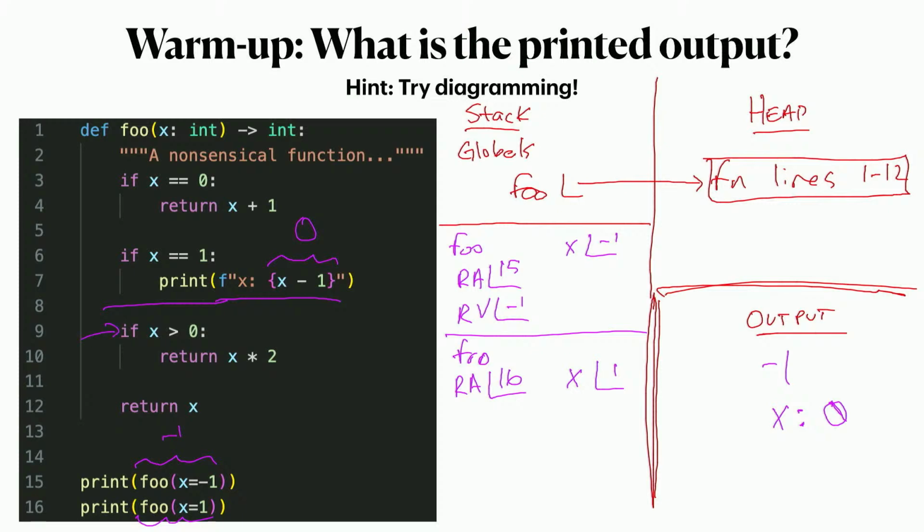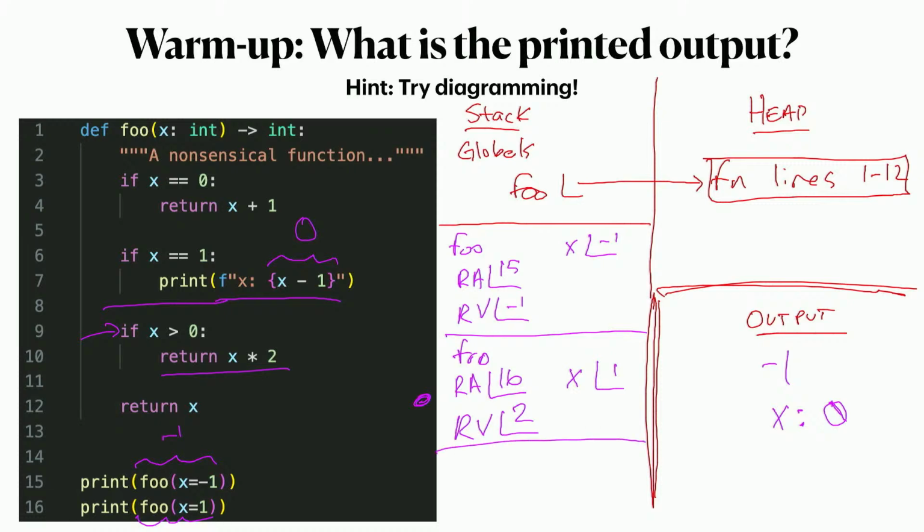We reach if x is greater than 0. Well, x is 1, right? We look in our current frame. Our current frame is the lowest on our stack that hasn't returned. X is 1, and 1 is greater than 0. That's true. So we go into the then block, and we return x multiplied by 2. So we figure out x is 1, 1 times 2 is 2, so we enter our return value. This function's job is done. The return value is 2.